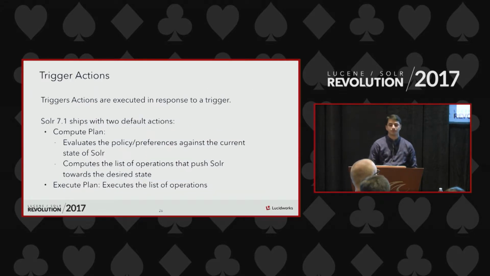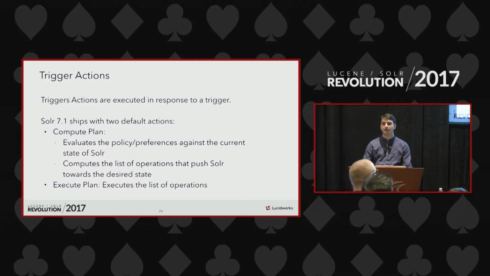So what are the actions? Trigger actions are executed in response to a trigger. We have two default options which are always available unless you change your SetTrigger API to not include those actions or include only one of them. Both of them will always be applied and be available. The first one is called the compute plan action. This uses metrics and the policy framework to figure out the list of collection API commands to execute to get from the current state to the desired state. So in most cases, this is either add replica or move replica.